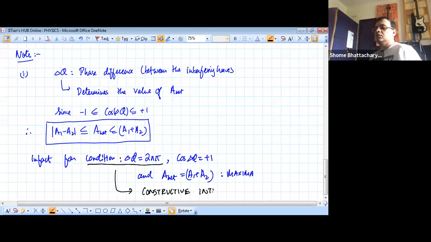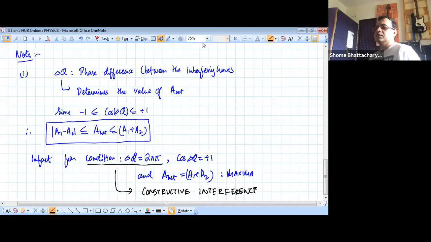Whenever you hear the term interference, it is a general term for the superposition like this. But when you hear the term constructive interference, it is specifically the type of superposition where the resultant amplitude is getting maximized, or in very simple terms you can say that the waves are in phase. 2n pi means 0, so they are in phase. Therefore, the amplitudes are actually adding up, and you are getting the maximum possible amplitude. So this particular case is called constructive interference.